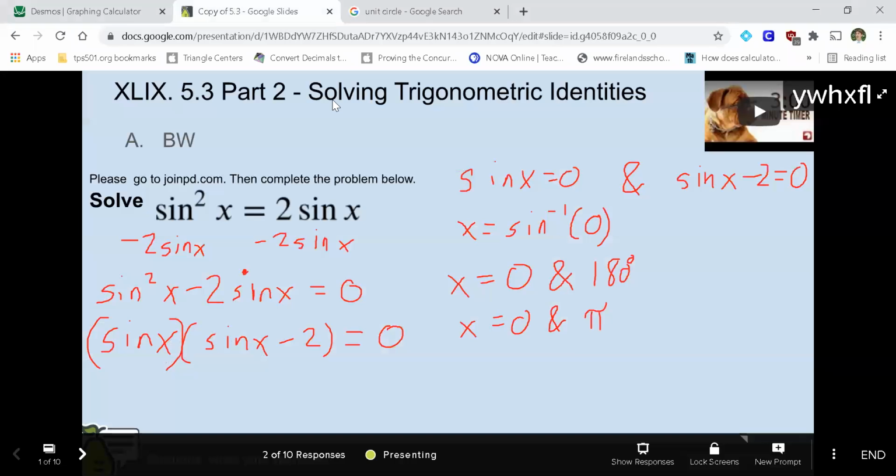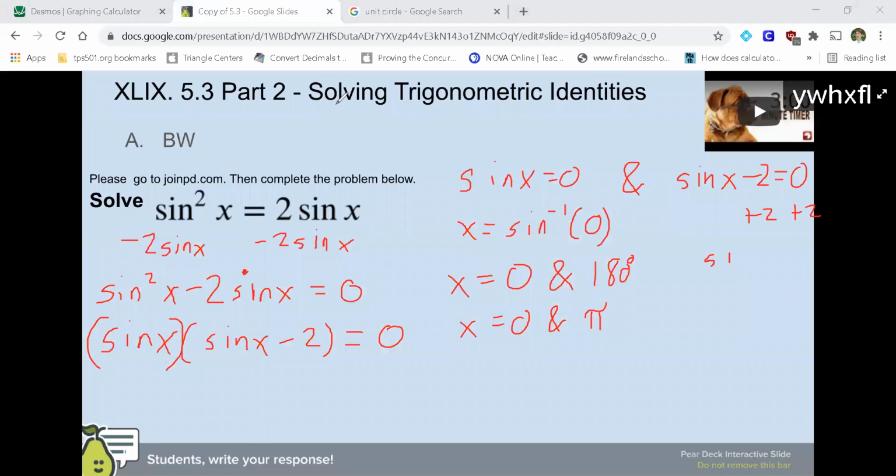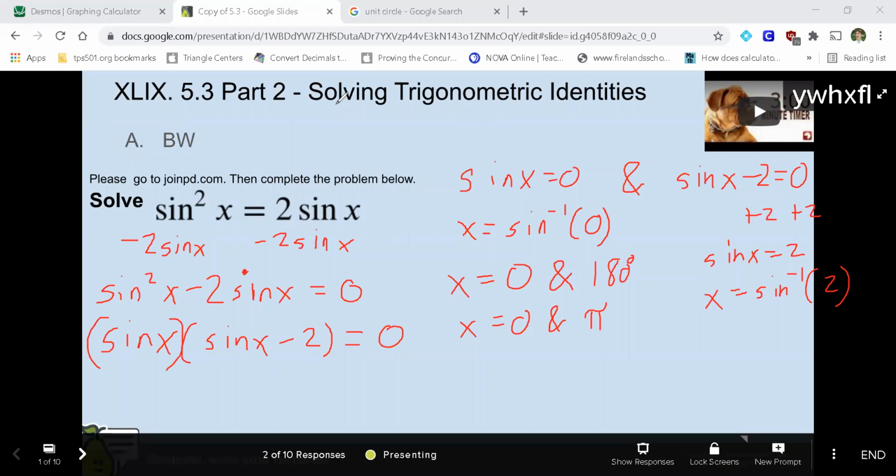To solve this one, add 2 to both sides. Sine of x equals 2. x would then be the sine inverse of 2. And what is the sine inverse of 2? Where on the unit circle do we have a y value of 2? That's none, right? Good job.